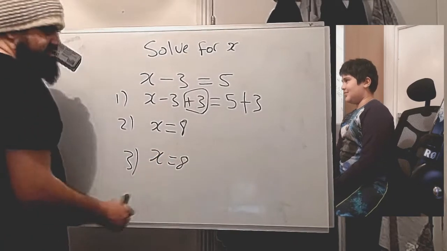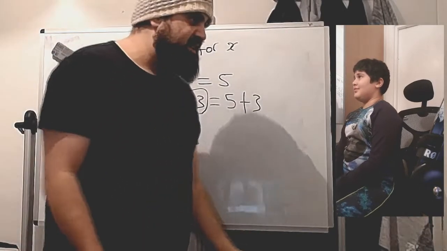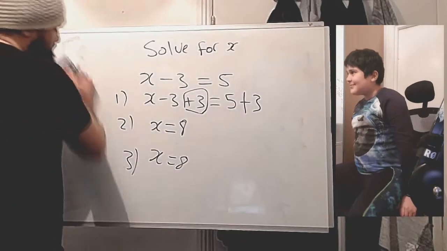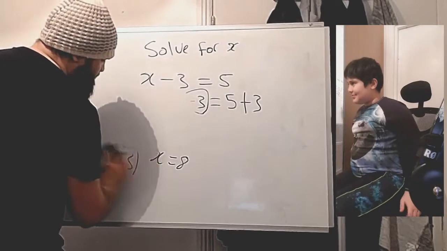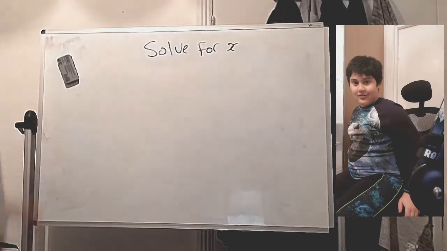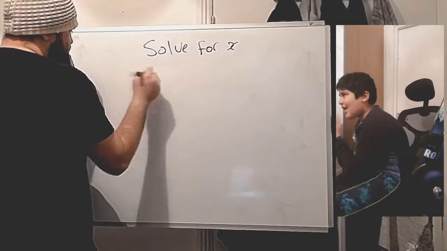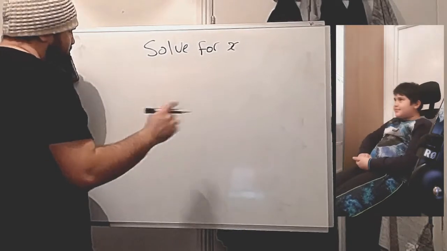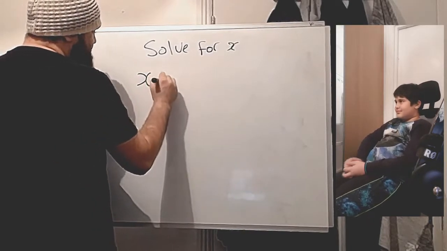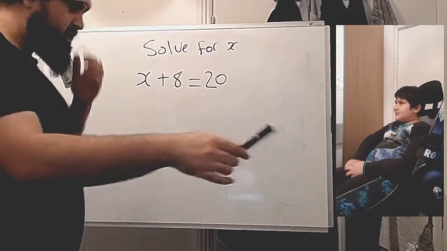You've done it basically. Sometimes you do it in 2 steps. Sometimes you do it in 1. Sometimes you do it in 10 steps. But in this case, it was easy. So I'm going to give you 2 more examples, and I think we'll end it for this lesson. I want you to do these ones. So we got x plus 8 equals 20. Go on, have a go.